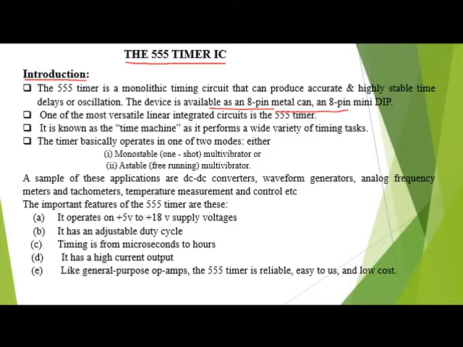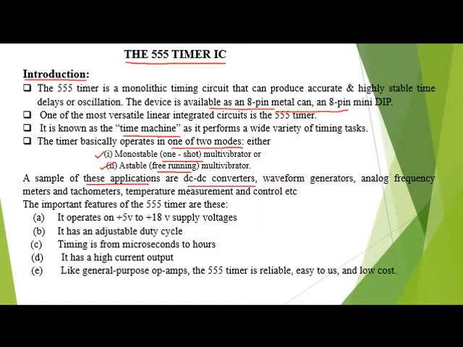The timer basically operates in one of two modes: either monostable multivibrator, and second is astable multivibrator. Monostable means one shot, and astable means free-running multivibrator. Some sample applications are DC to DC converter, waveform generator, analog frequency meter, tachometer, and temperature control, etc.